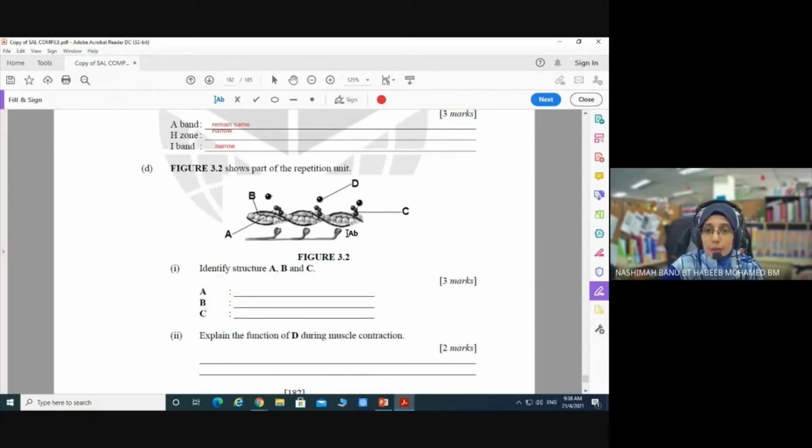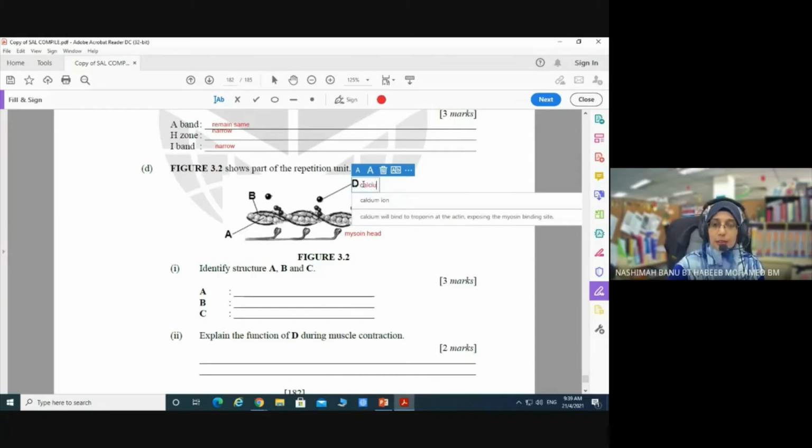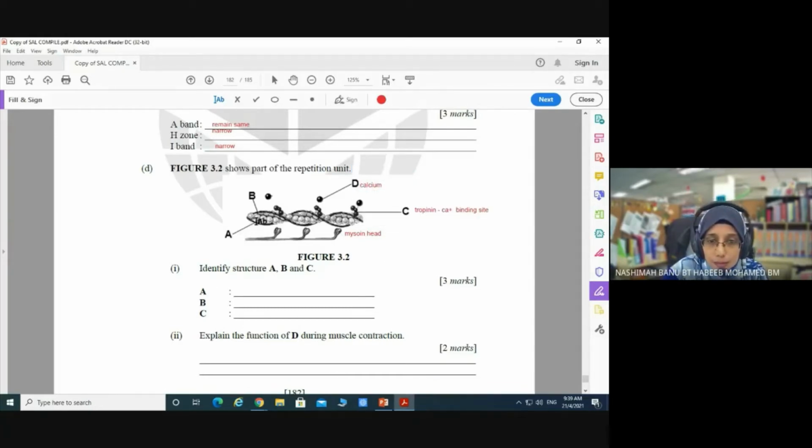Okay, look at here. Now identify first. This one is the myosin head. Alright, and this one will be the troponin. As you know, the troponin contains the calcium binding site, where your calcium will bind. Okay, and this one is what? It's like a dot. So this is calcium. Identify the calcium first. It's like small bits like this. This one is the actin. Then this one is what? Tropomyosin.